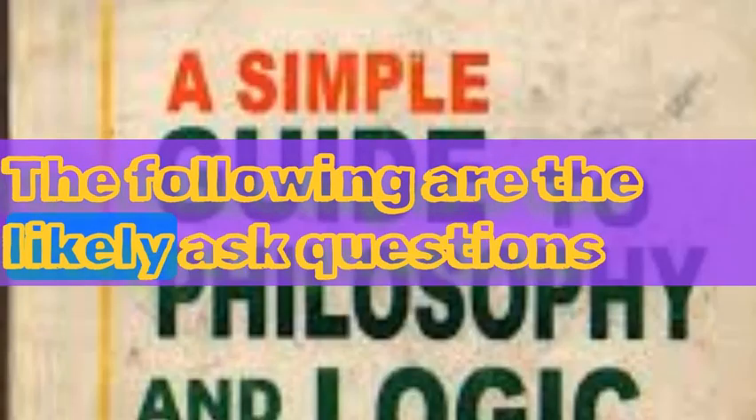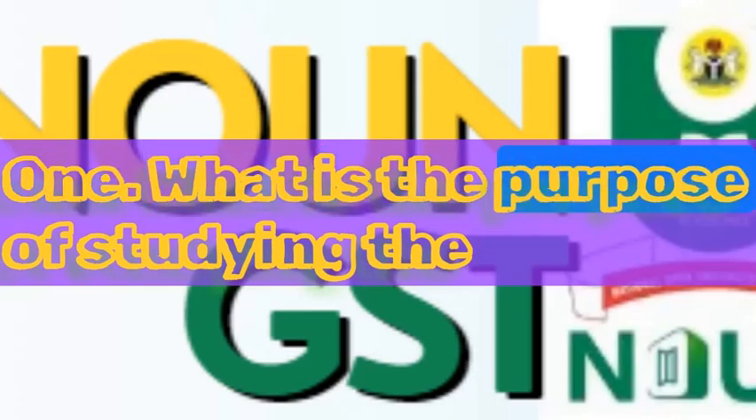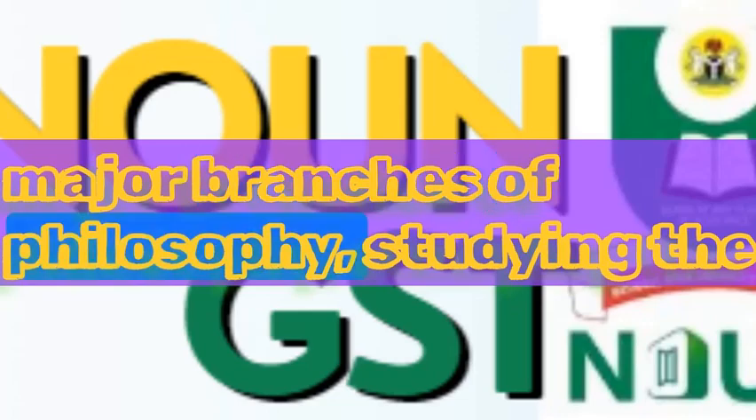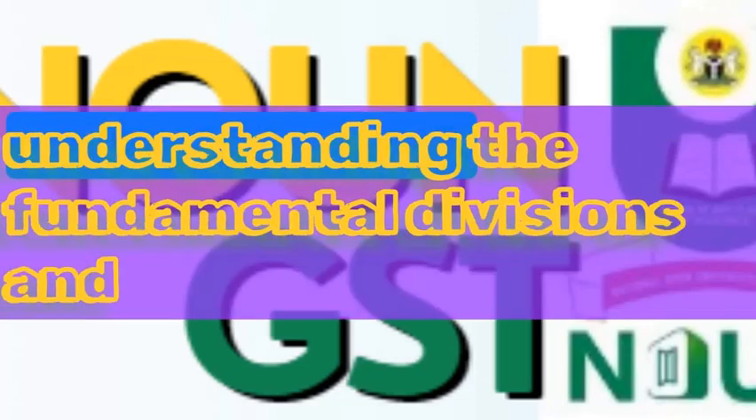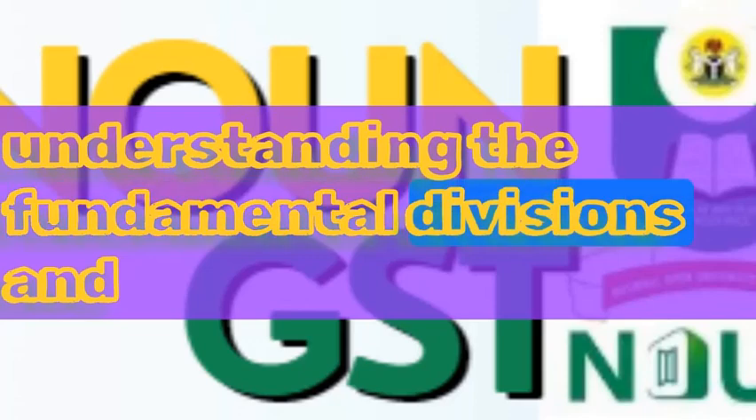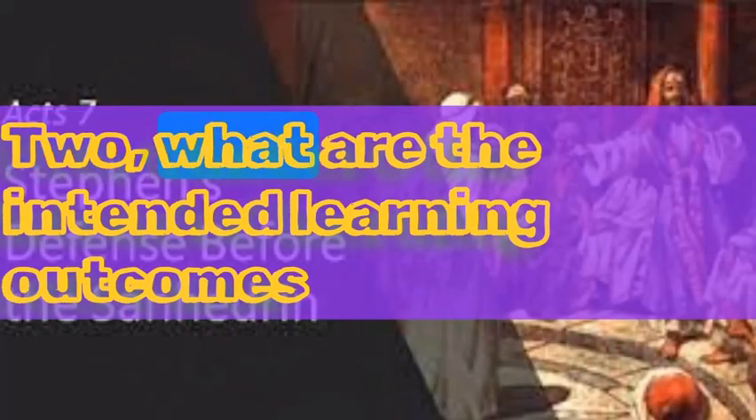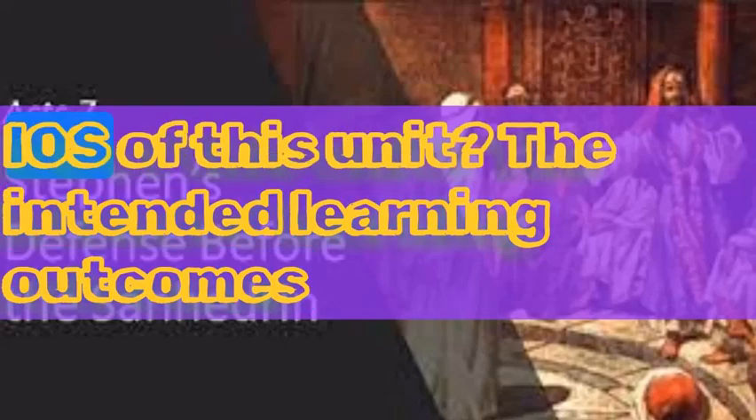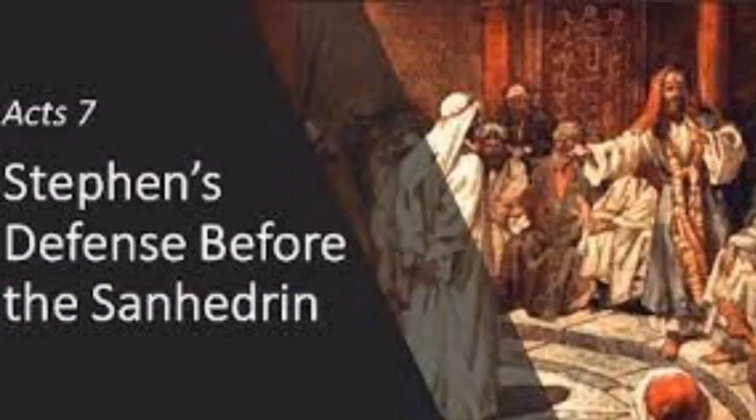The following are the likely asked questions and answers in Module 1, Unit 3. 1. What is the purpose of studying the major branches of philosophy? Studying the major branches of philosophy helps in understanding the fundamental divisions and subdivisions within the field of philosophy. 2. What are the intended learning outcomes, ILOs, of this unit? The intended learning outcomes are to classify philosophy and to differentiate the different branches of philosophy.